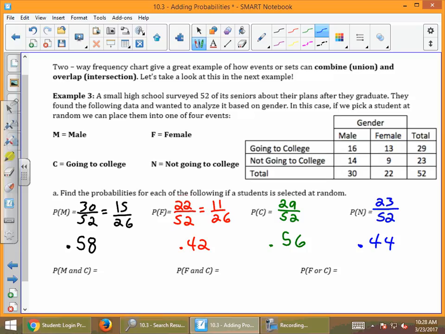You're either going to college or you're not going to college. Those are two options. You can't not vote in this poll. So everyone's going to college or not college. There you go. Adds to one.